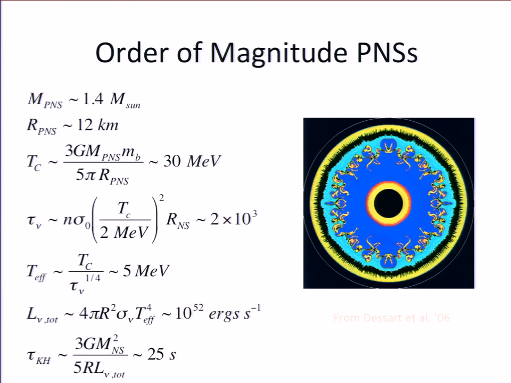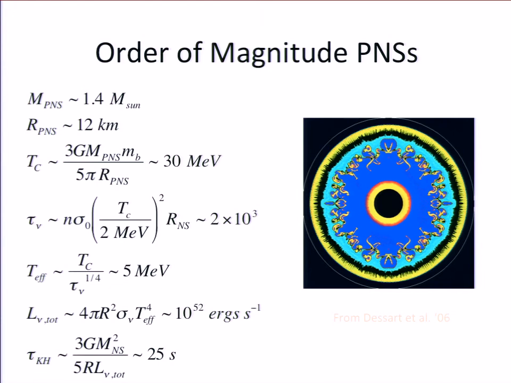But first, I think it's useful to give you some order of magnitude quantities for this proto-neutron star cooling, so you get a feeling for what the scales in this problem are. The proto-neutron star is probably somewhere between 1.4 and 2 times the mass of the sun. 1.4 is the fiducial neutron star mass. And at least after the first second, the radius of this proto-neutron star is probably something similar to a cold neutron star, so about 12 kilometers.